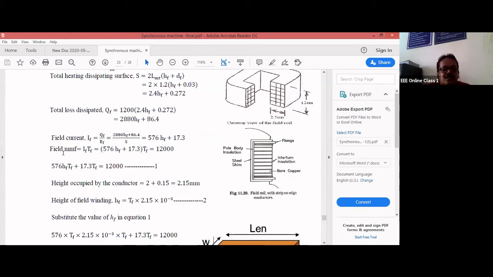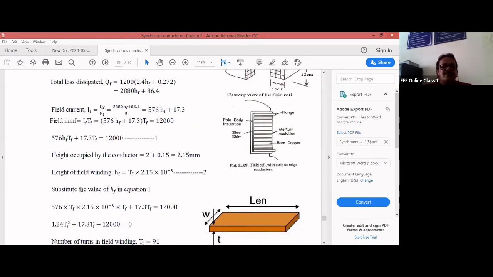Now field MMF is the ampere turns, IF into TF. Substitute for IF here: (576 HF plus 70.3) into TF. So IF into TF is the ampere turns. So 576 HF TF plus 70.3 TF is equal to 12,000. This is your equation 1.